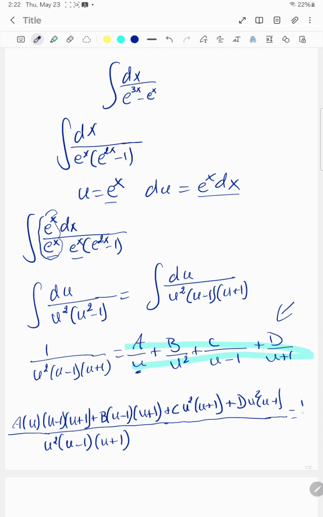And all that is equal to 1 divided by u square times u minus 1 times u plus 1, because I would have the same denominator in the left hand side of the equation and the right hand side of the equation. So my denominator here is exactly my denominator here, and it's exactly the denominator here. So now I can afford to take out the denominator. And at the same time, I want to take out all the parentheses by developing the multiplication of the parentheses.